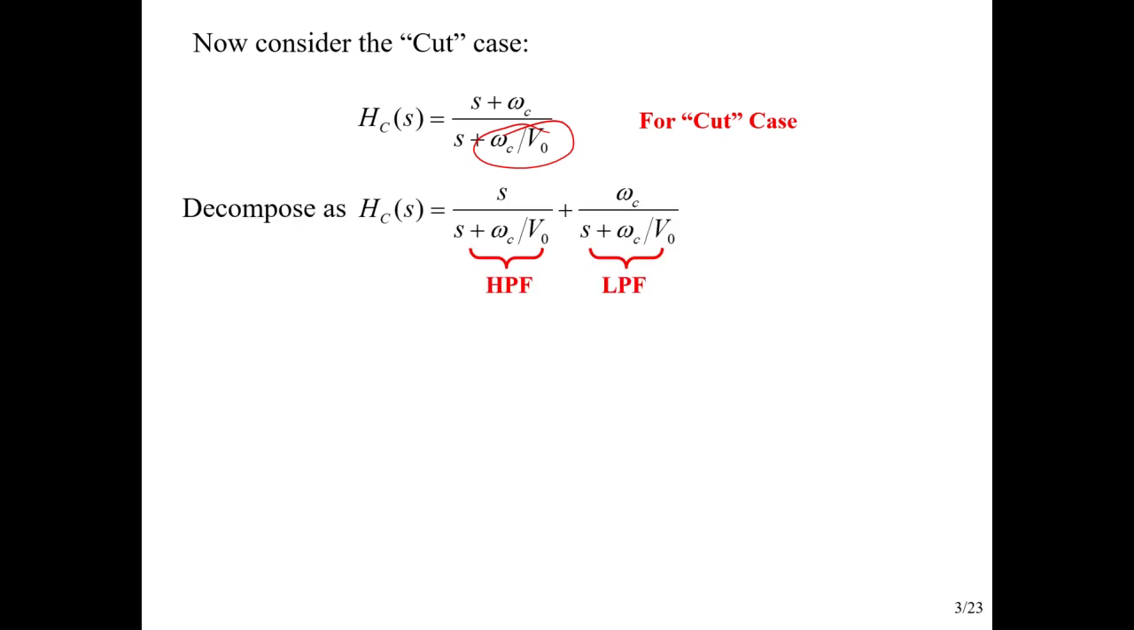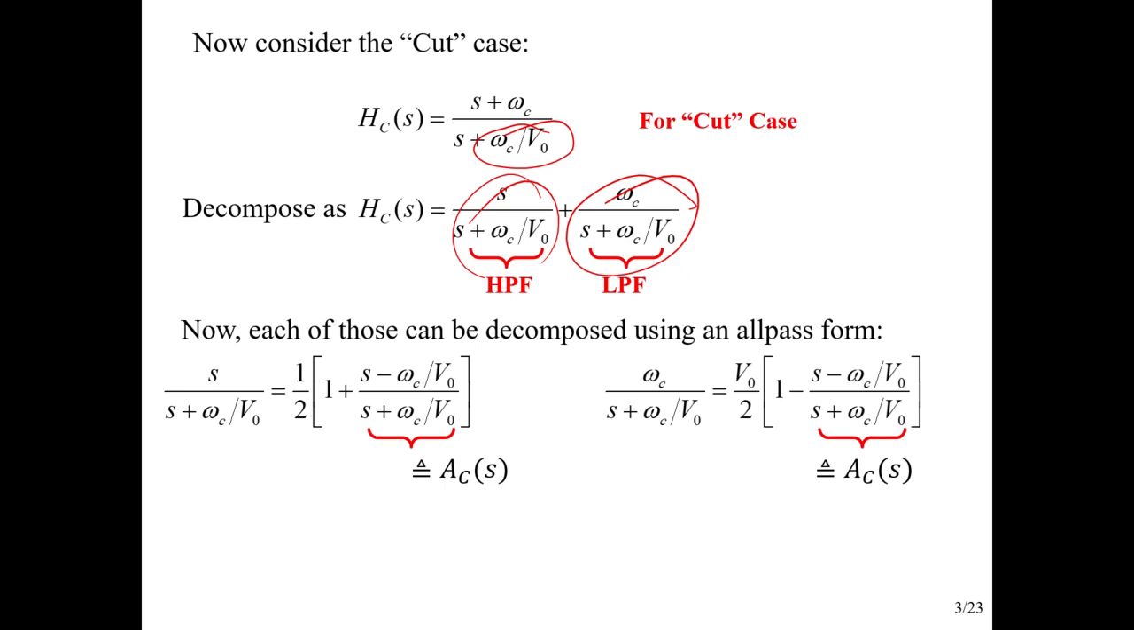Now we do the same kind of thing. Decompose that. So we see that we have a high pass filter and a low pass filter, and we decompose each of those. And the only difference is that now we have this structure as those constant coefficients in the numerator and denominator. So the form is the same, but the values that go in for the coefficients are slightly different. So I called that A sub C. And it's the same thing.